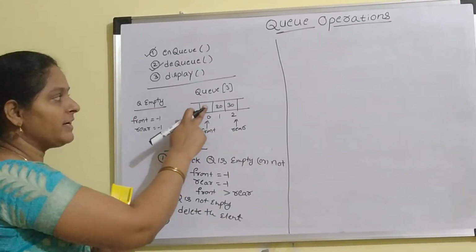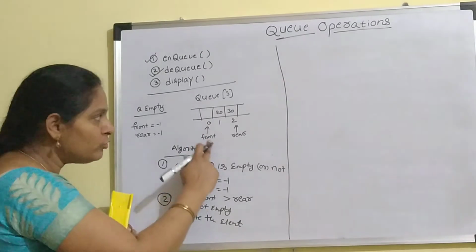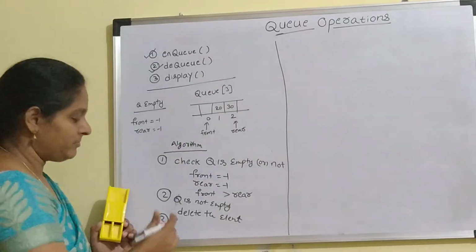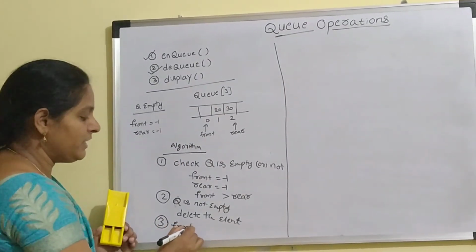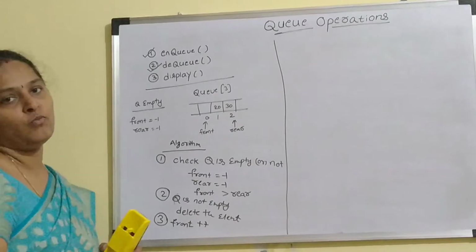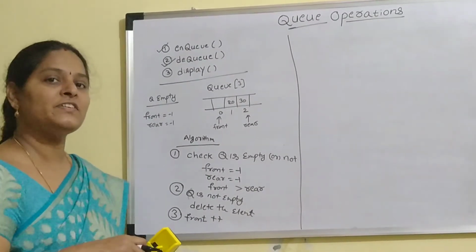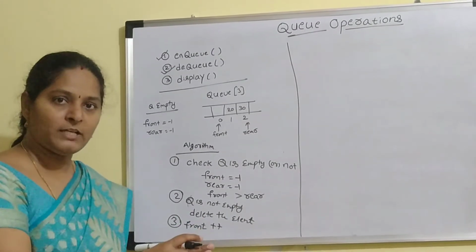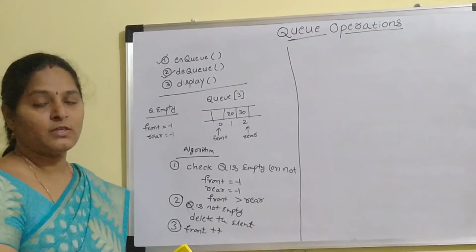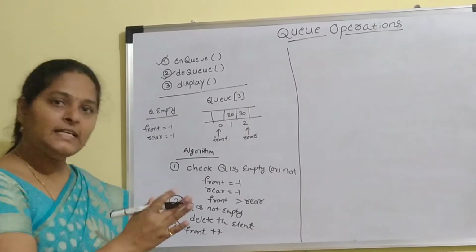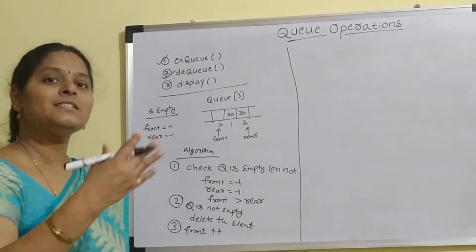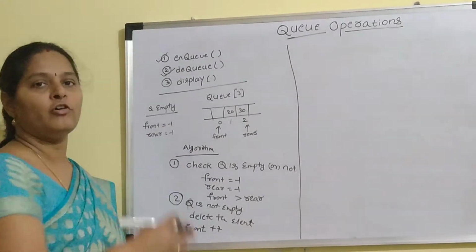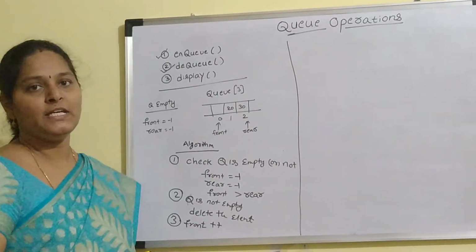That is the reason why after deletion of 10, move the front pointer to the next position, or make the next element the front element. For that purpose, we need to increment the front pointer by 1. In case of insertion, before insertion we increment the rear pointer by 1, then perform the insertion. But in case of deletion, first delete the element from the front position, then after deletion increment the front pointer by 1. So these are the steps we need to follow for deleting an element from the queue.